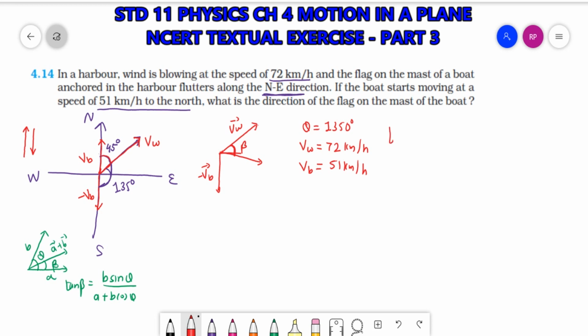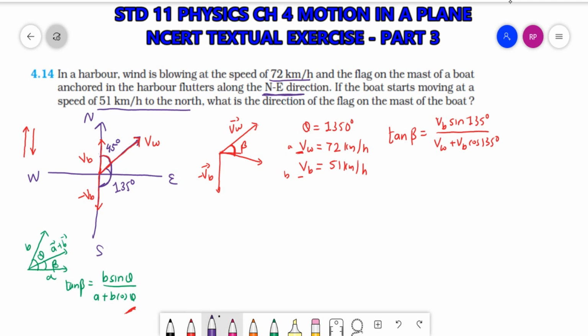So tan beta, the angle beta made with the wind, VW, is equal to B sine theta upon A plus B cos theta. Sorry, I had written the wrong formula at first. Here this is vector A and this is vector B. If I relate it with this, it will be VB sine theta, that is 135 degrees, upon VW plus VB cos 135 degrees. We need to find the values of sine 135 and cos 135.